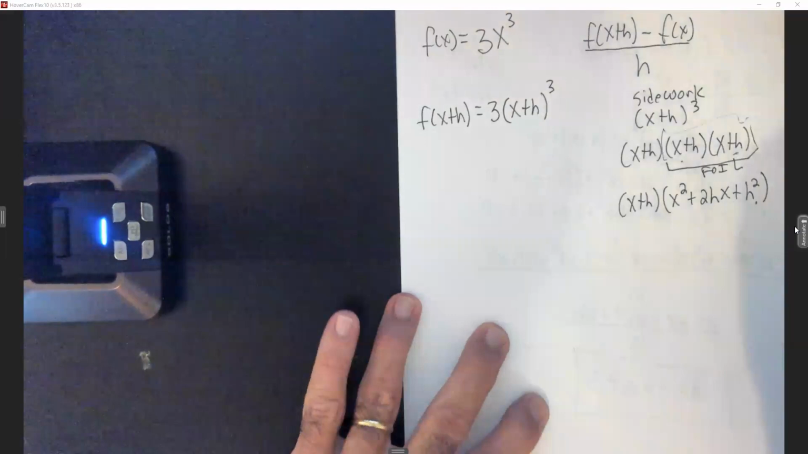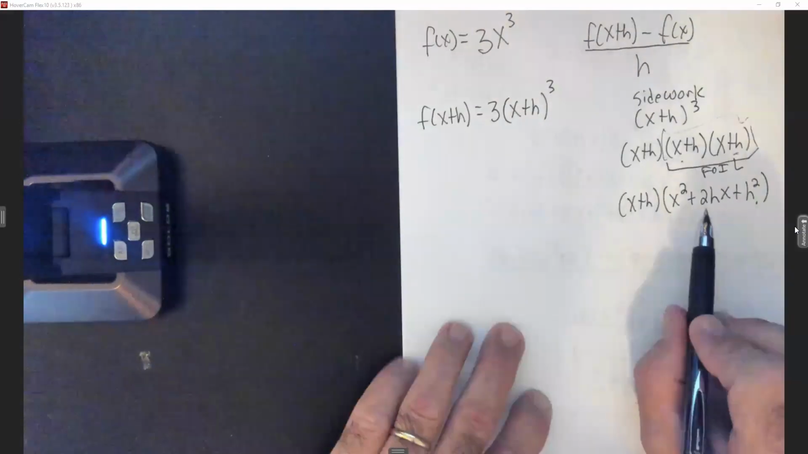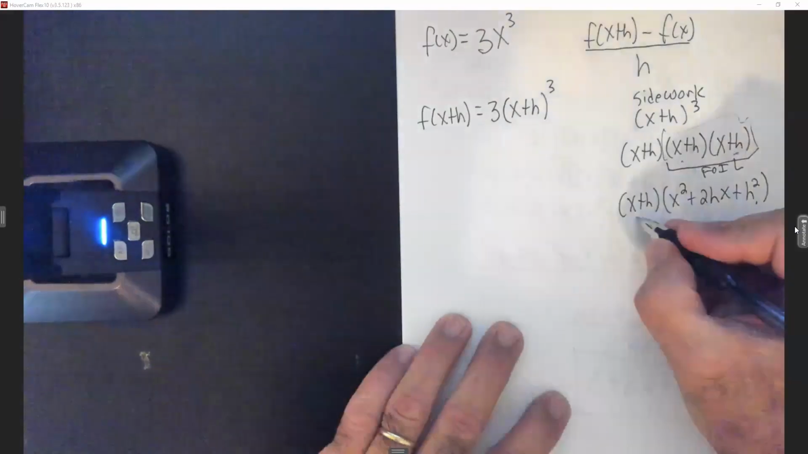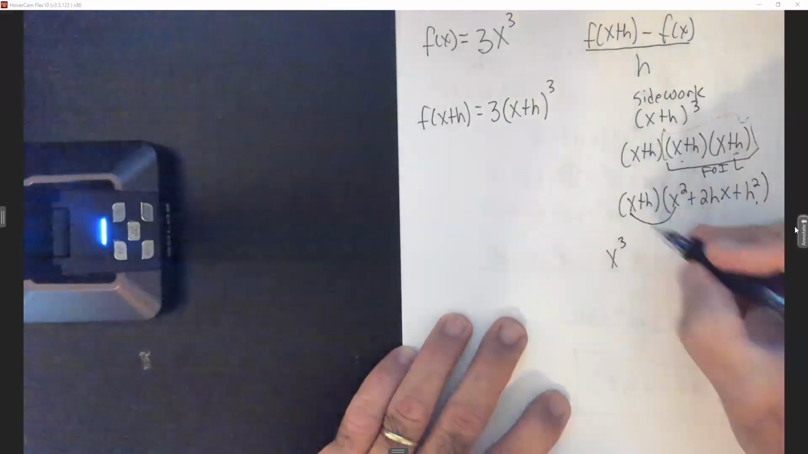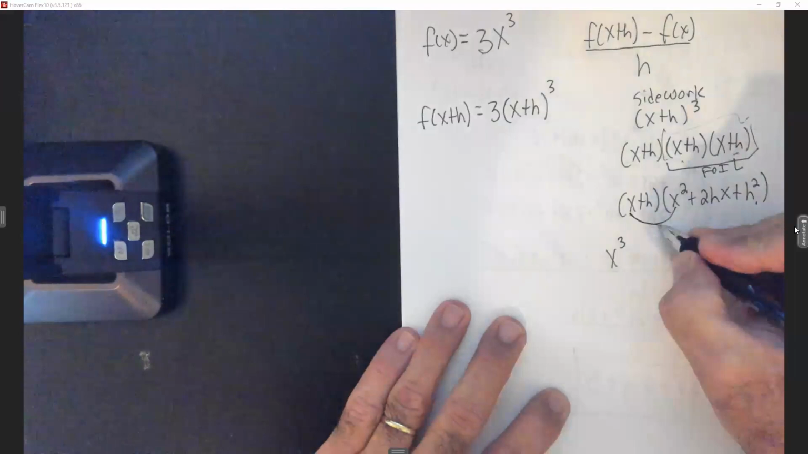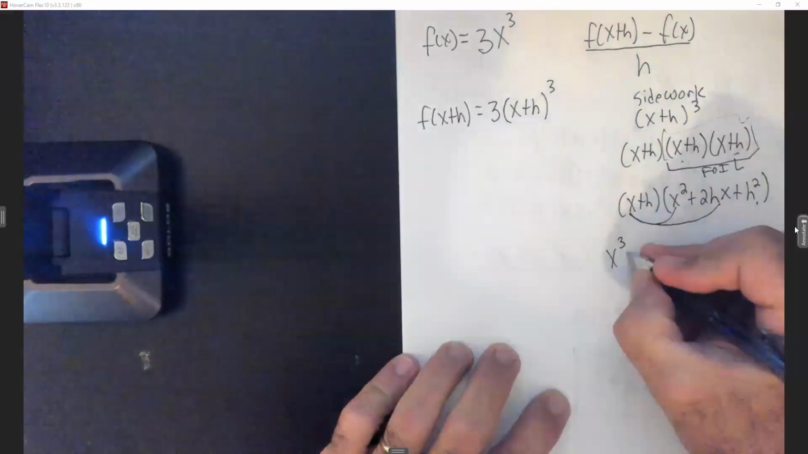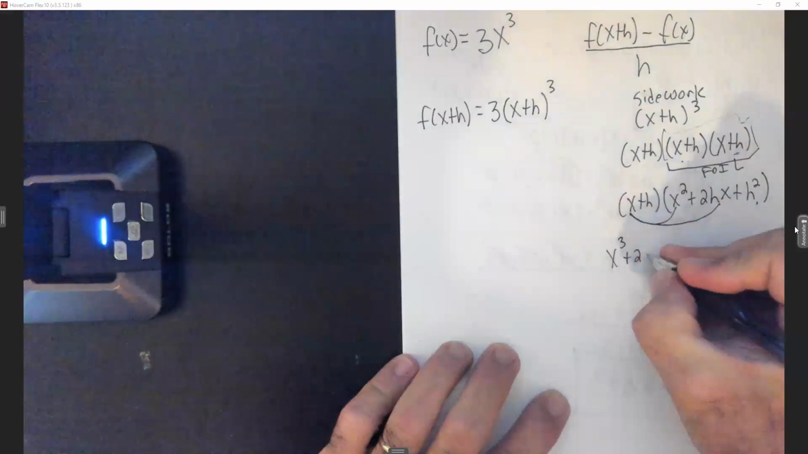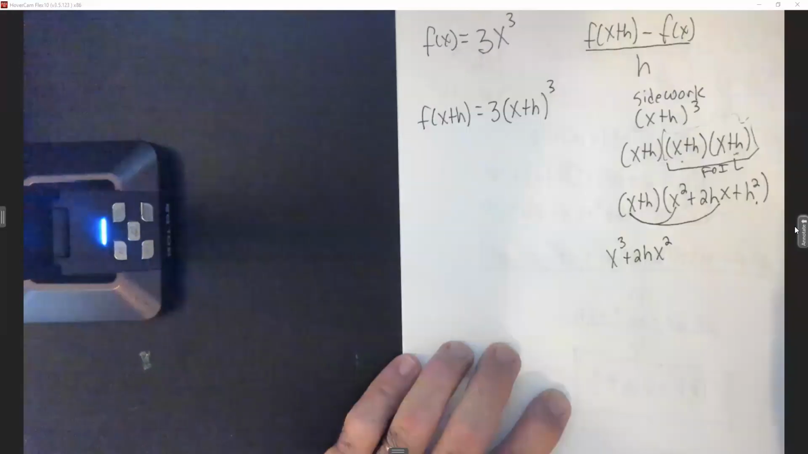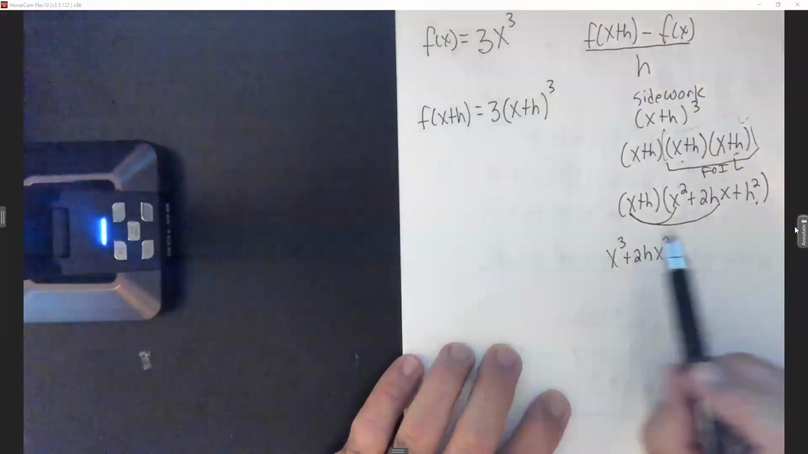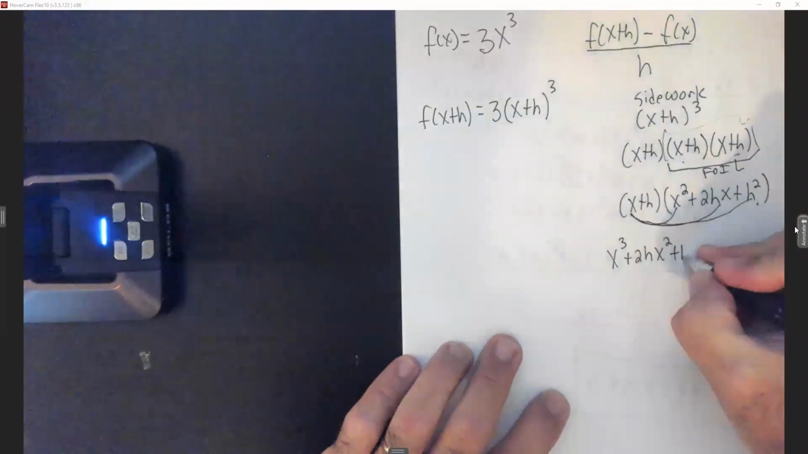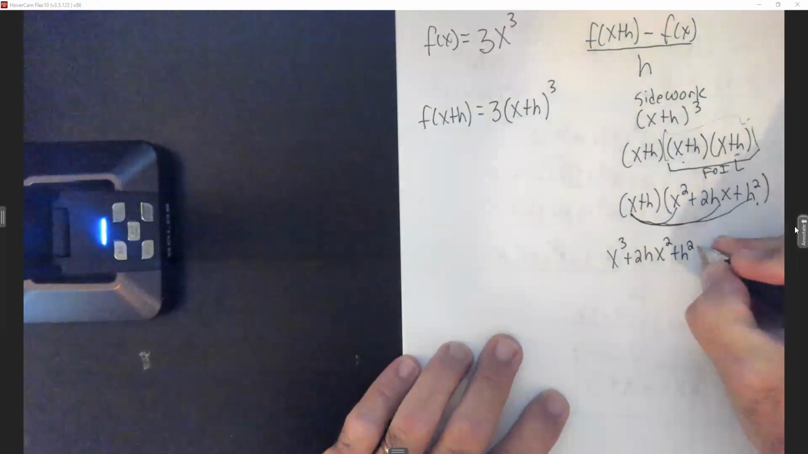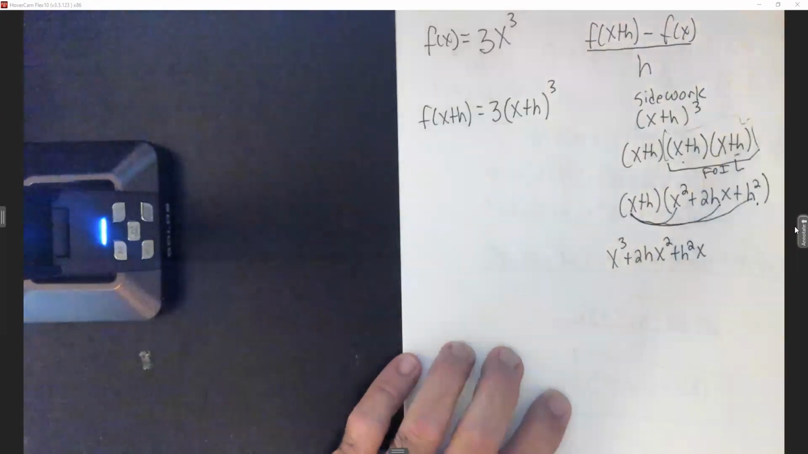So now let's see what we get with this. X times x squared is an x to the third. X times 2hx is a positive 2hx squared. So when you multiply them by the x, all you're doing is adding x's to everybody. And then x times h squared is an h squared x. So I distributed the x.